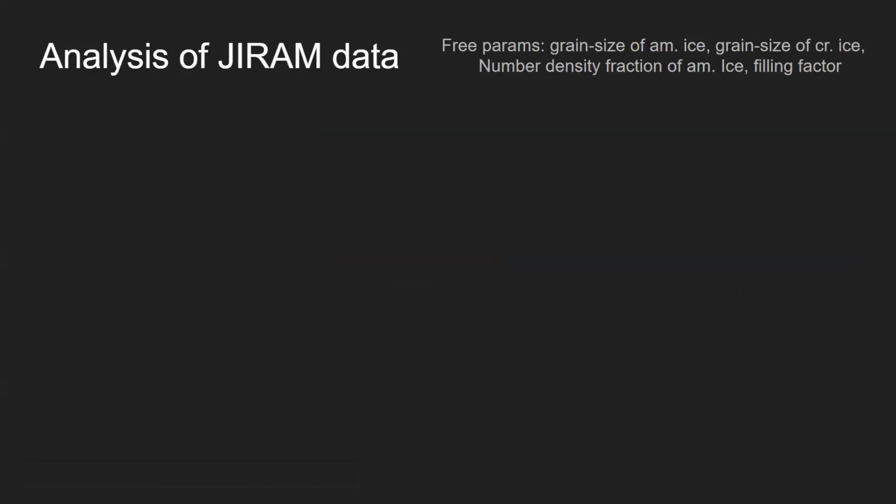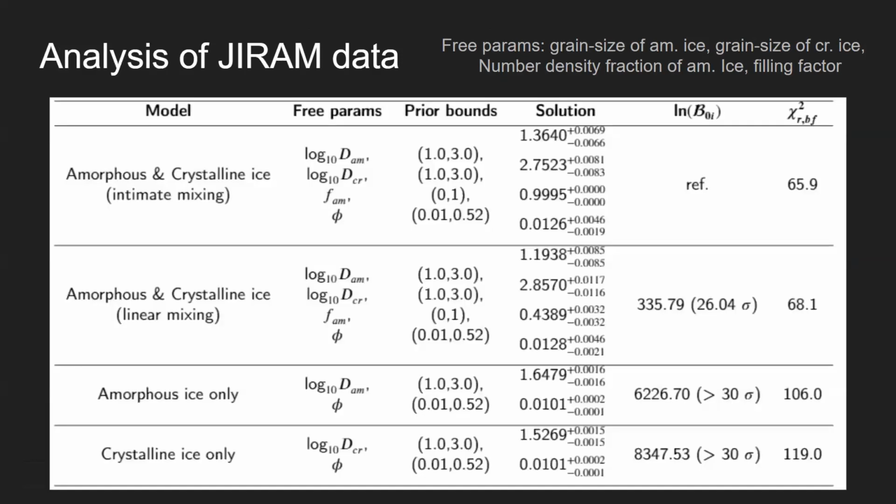Again, the free parameters are the same: grain size of amorphous ice, grain size of crystalline ice, number density fraction of amorphous ice, and the filling factor. And these are the results. Let me slowly step through this. First of all, I would like to point out that I analyzed this data with 4 models. One is where amorphous and crystalline ice are intimately mixed, so it's a 2-component model with intimate mixing. The second model is where amorphous and crystalline ice are linearly mixed, so they are assumed to be present as discrete patches. Then there are single component models where I only consider amorphous ice and only consider crystalline ice.